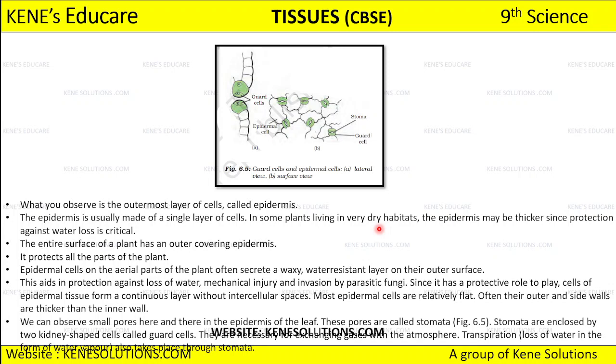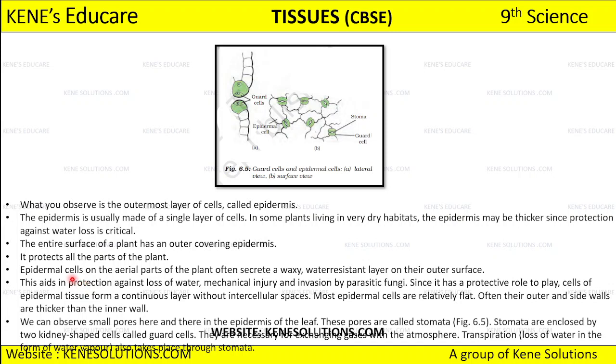Okay, so the entire surface of the plant has an outer covering which we call an epidermis. तो पूरा जो entire surface है plant का, उसके पास क्या होता है? एक outer covering होती है जिसको हम बोलते हैं epidermis. अभी epidermis क्या करता है? Epidermis protects all the parts of the plant. जितने भी plant के parts हैं उसको protect कौन करता है? Epidermis, which is the outermost layer of the cell.